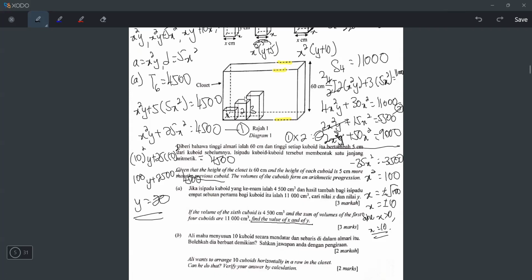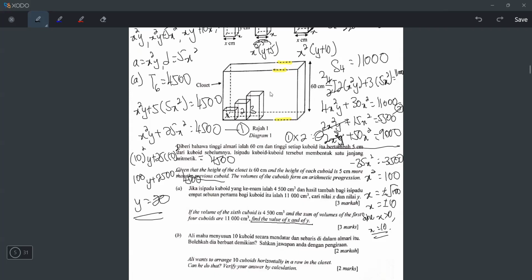Okay, so if I want to know whether he can do that until the 10th cuboid, first I need to know what my limitation is, right? Like what the closet dimension can be. So can you see the closet height must be 60 cm. Can you see that? But the length is not fixed. Can you see they put a dotted line here? So we can assume that the dotted line means the length of the closet can go very far, as far as you like. That's why they put the dotted line here. But the height can only go 60 cm.